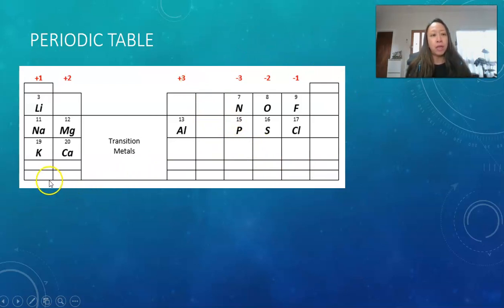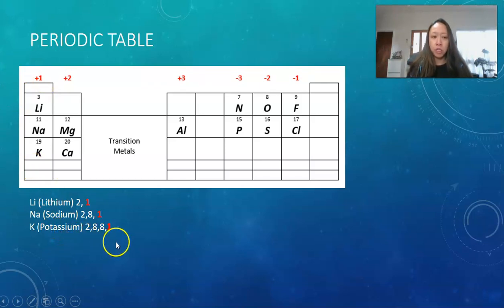If we look at the first column over here, this column consists of lithium, sodium, and potassium. I put a +1 here, and let me explain this. For lithium, sodium, and potassium, they have electron configurations as stated over here. As we can see, there is a common similarity. This means that these three elements have one valence electron on their outermost shell.